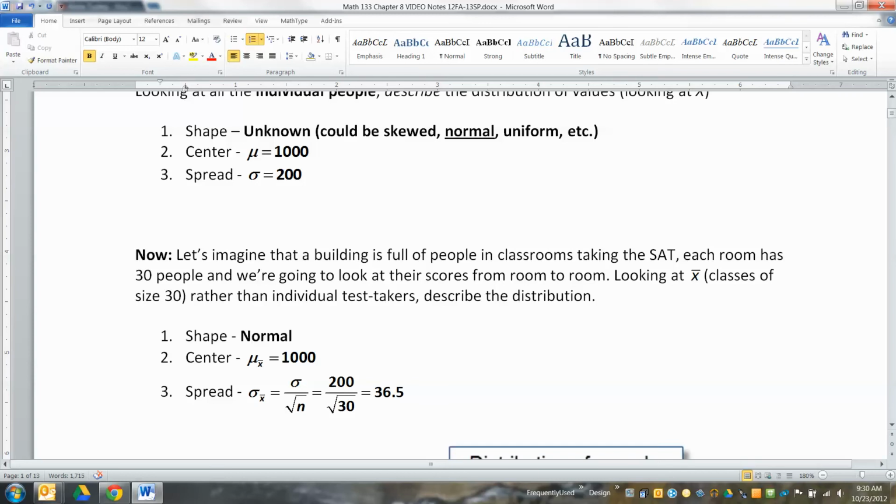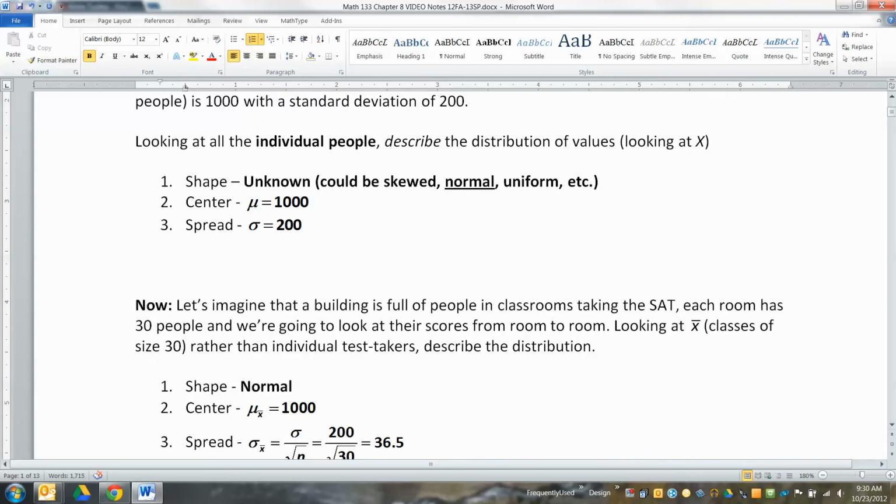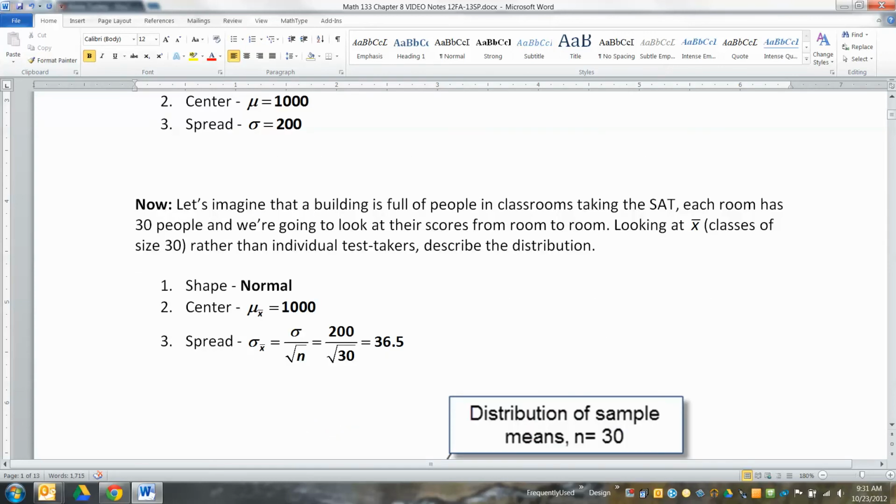Now, why? Well, because the spread is changing. The spread for individual people: some are high, some are low, right? You get a lot of variation because you're individuals. It wouldn't even be crazy to get a 1,300. That's only 1.5 standard deviations high. But to have a group of 30 people balance out to 1,300, that's unheard of.